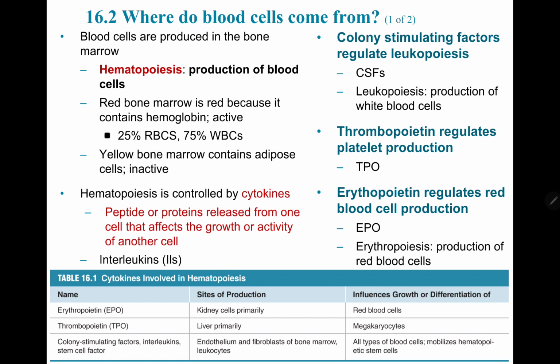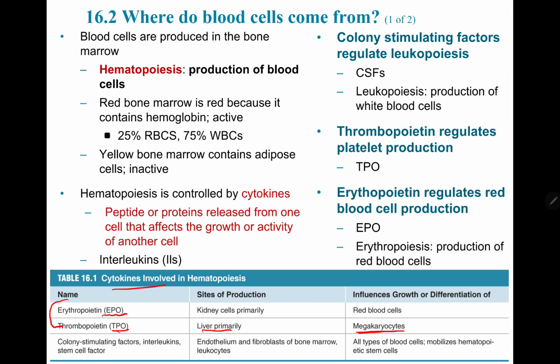Now, hematopoiesis is going to be controlled by cytokines, right? And these cytokines that you can see down here, right? Cytokines are simply peptides or proteins released from one cell that's going to affect the growth or activity of another cell, right? And so we have different cytokines that we see. I'm going to hit on especially these two, erythropoietin and thrombopoietin. So thrombopoietin, right, TPO, is going to be produced in the liver, right? And it's going to influence the growth or the differentiation of megakaryocytes, right? And this is where those thrombocytes are coming from. These are platelets, right? And so it regulates platelet production.